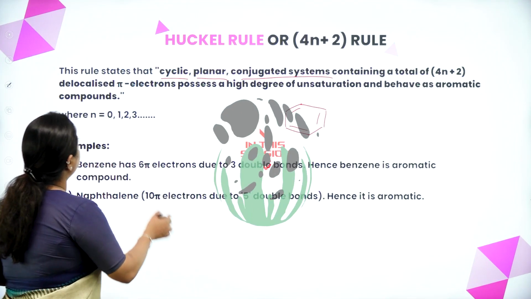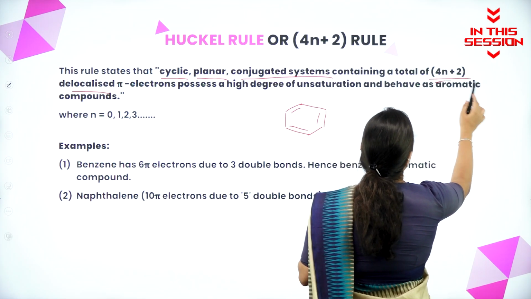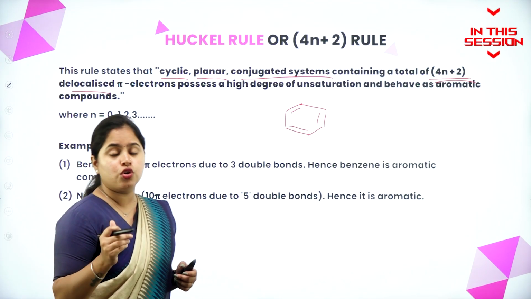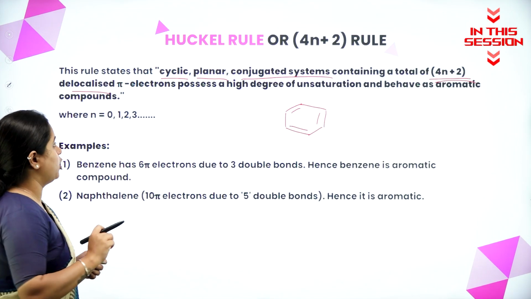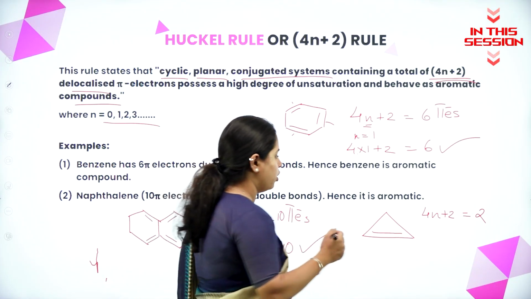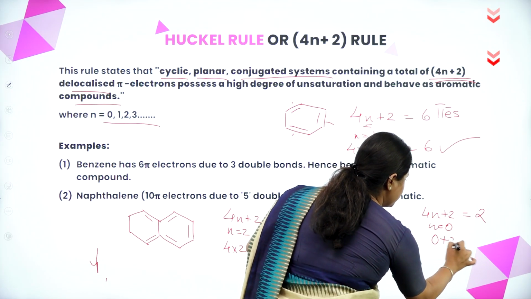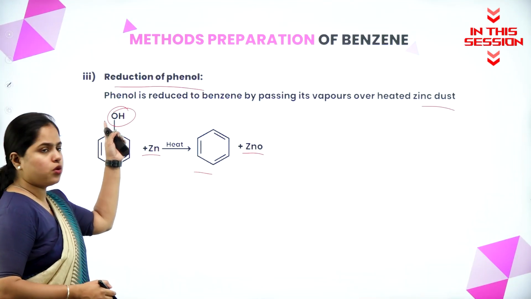containing a total of 4n plus 2 delocalized pi electrons. It should contain 4n plus 2 delocalized pi electrons. So if I substitute n is equal to 0, will I get that value? If I am substituting n is equal to 0, 4 into 0 is 0, 0 plus 2 is what? 2, right?